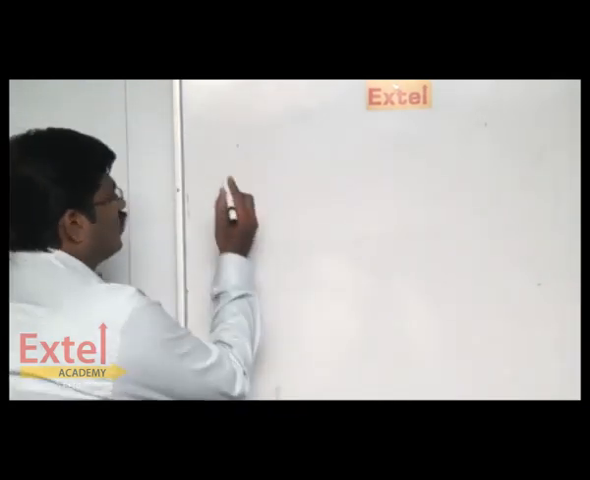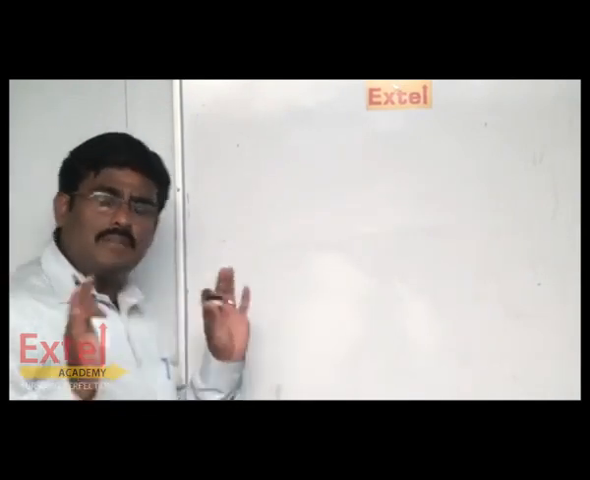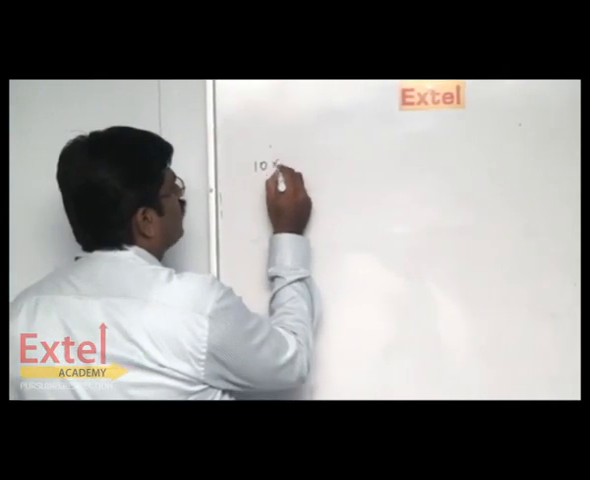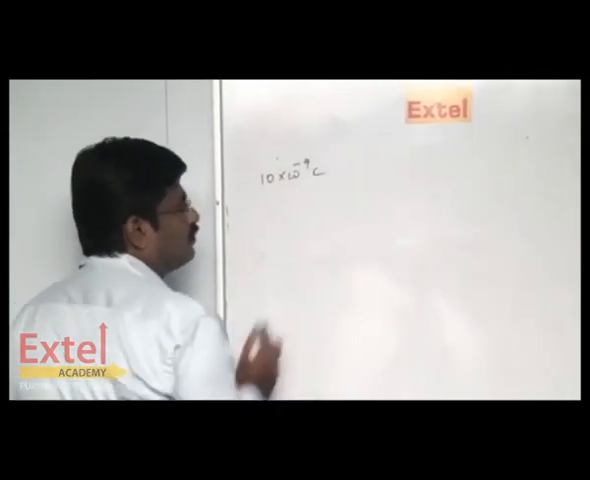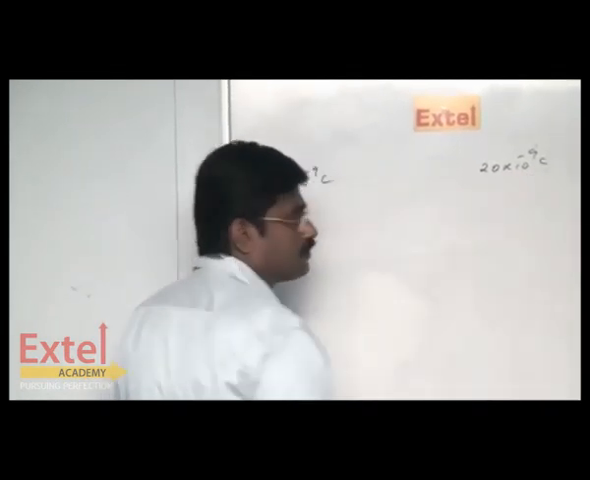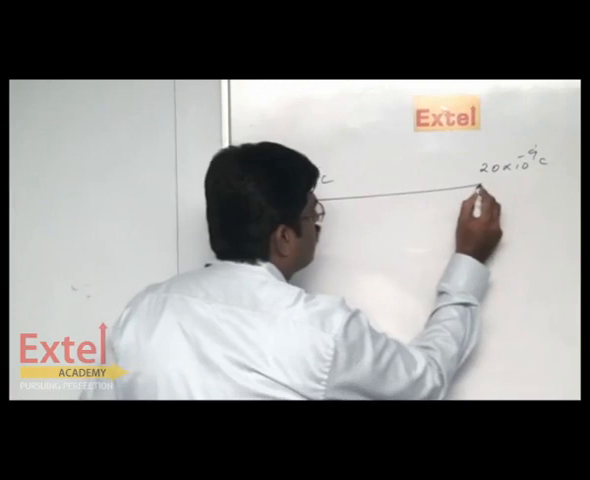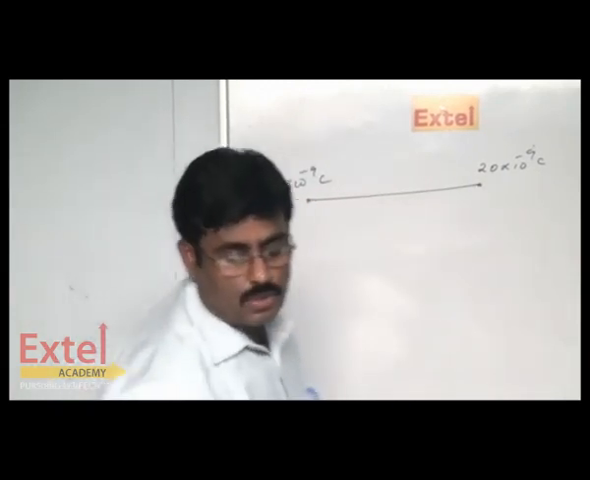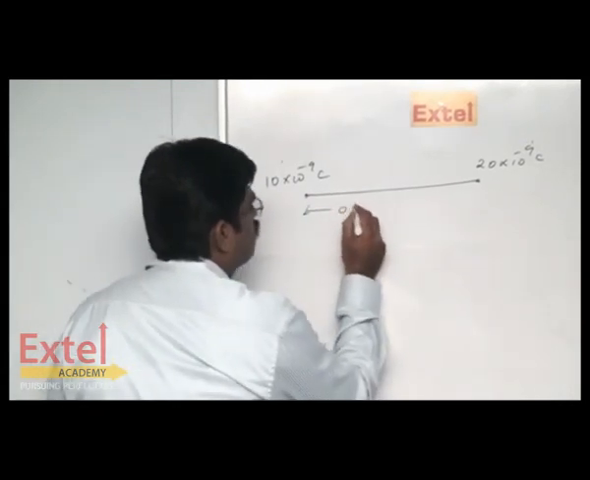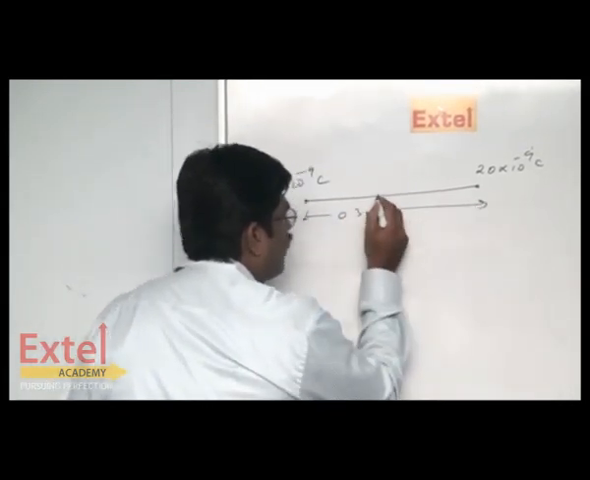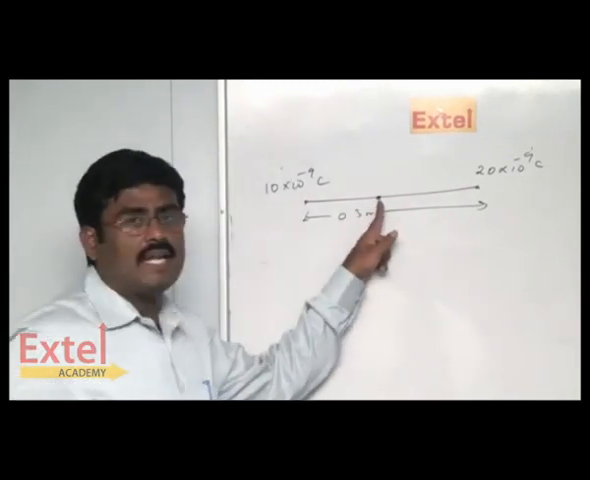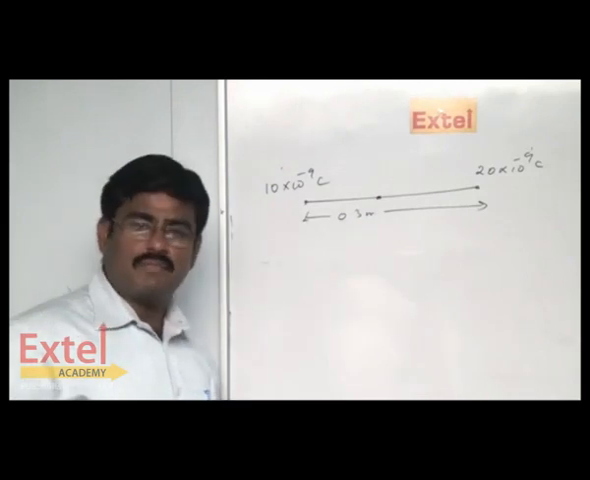So I am going to draw a diagram. For every problem, better you draw a diagram and try to understand. The first charge is 10 into 10 to the power minus 9 coulomb, and the other charge is 20 into 10 to the power minus 9 coulomb, and they are separated by a distance of 0.3 meter. What is the electric potential and the electric field at the midpoint between them?